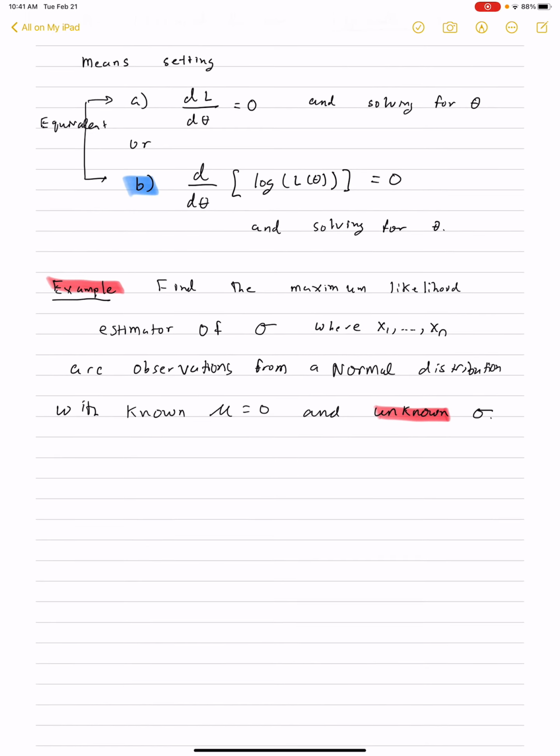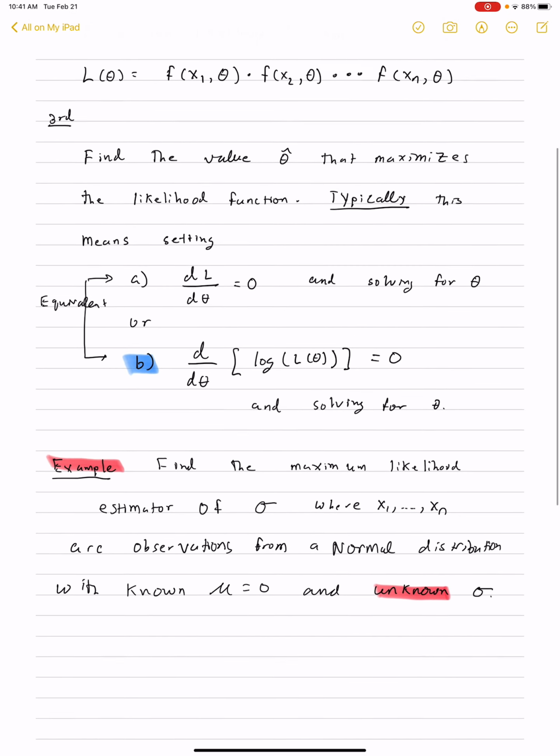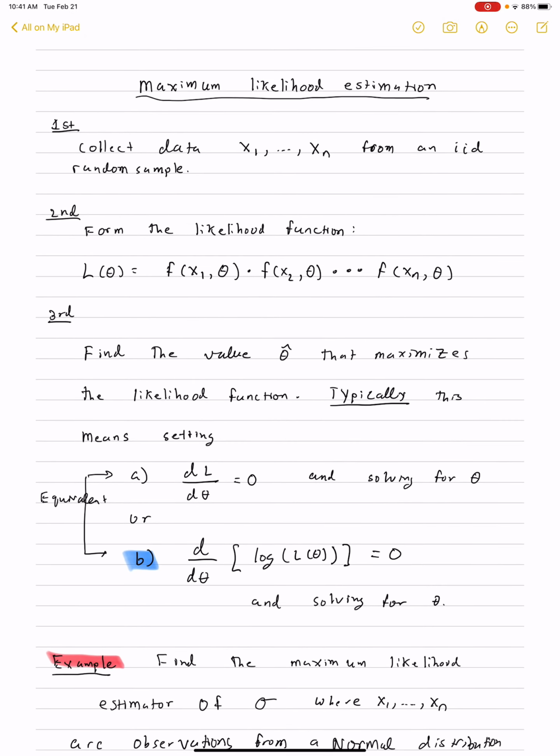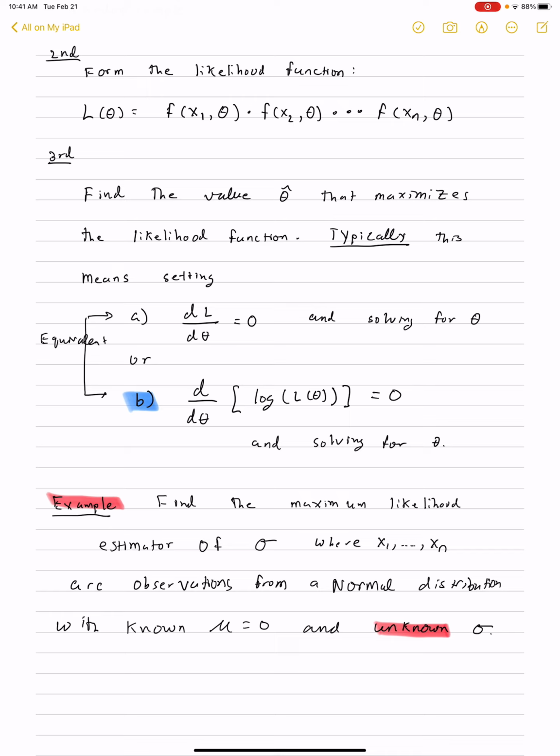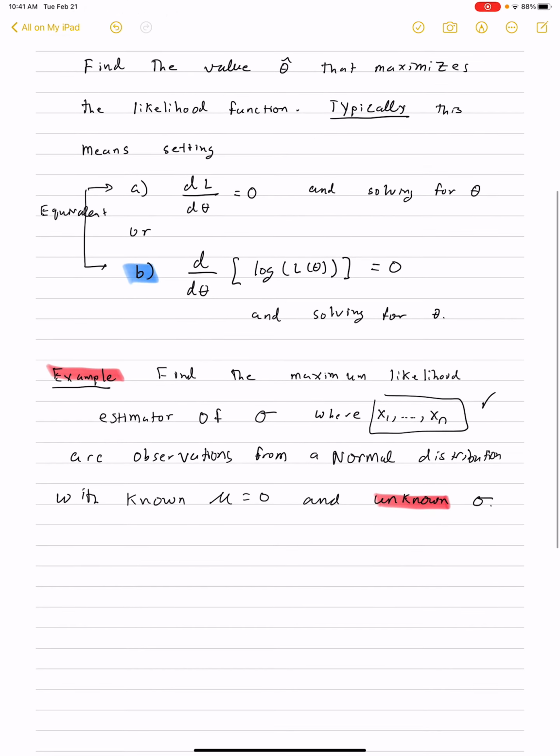So our first step is to collect data, but that's done here. Okay, so first we have data. The second step is to form the likelihood function. So we're going to start there.